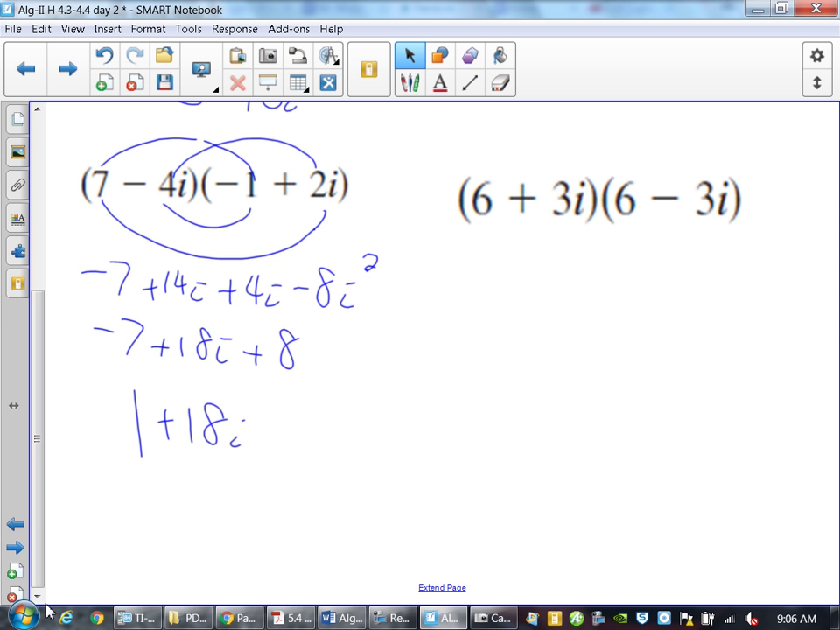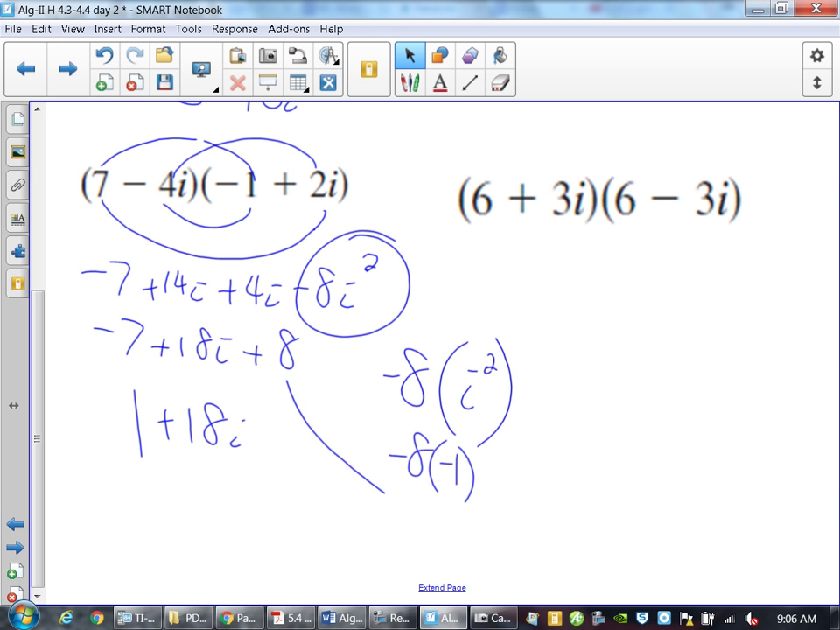Where are you getting negative i squared? Right there it says negative 8i squared. Remember, this means negative 8 times i squared, and i squared is equal to negative 1. So what's negative 8 times negative 1? 8. So that's why, okay.